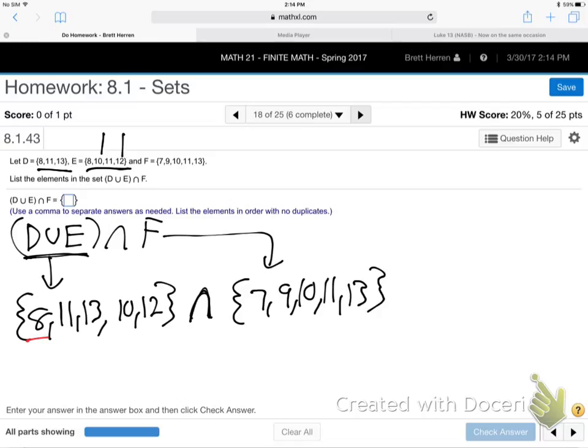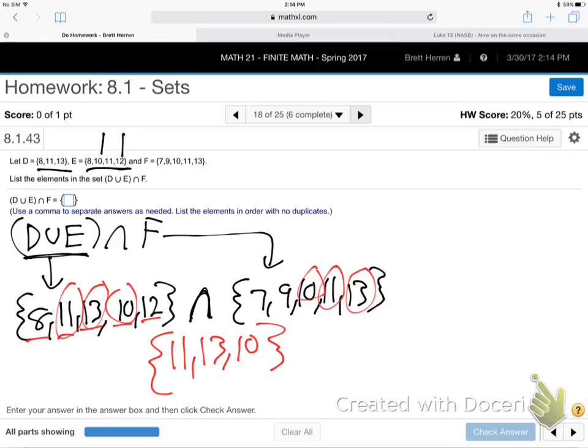So I don't know, is 8 in both? No, I'm just going to go through it here. Is 11 in both? Yeah, 11's in both. Is 13 in both? Yes, 13's in both. Is 10 in both? Yes, 10's in both. Is 12 in both? No. So 11, 13, 10. You could reorder it if that bugs you, but it doesn't really matter. 11, 13, and 10 is our answer.